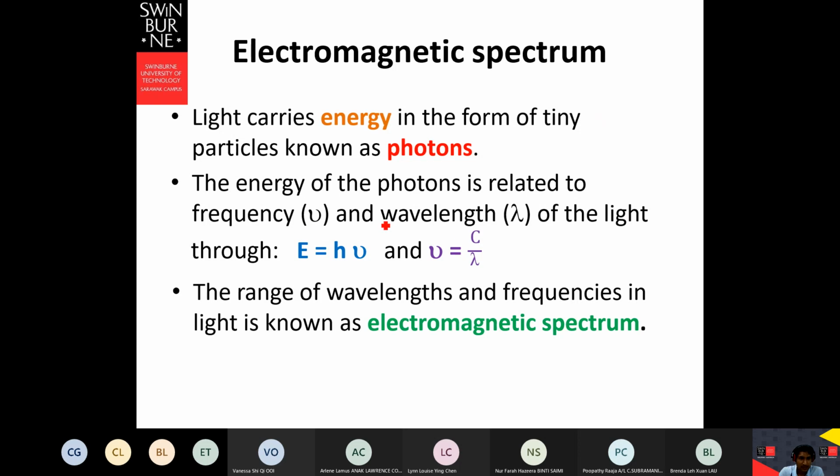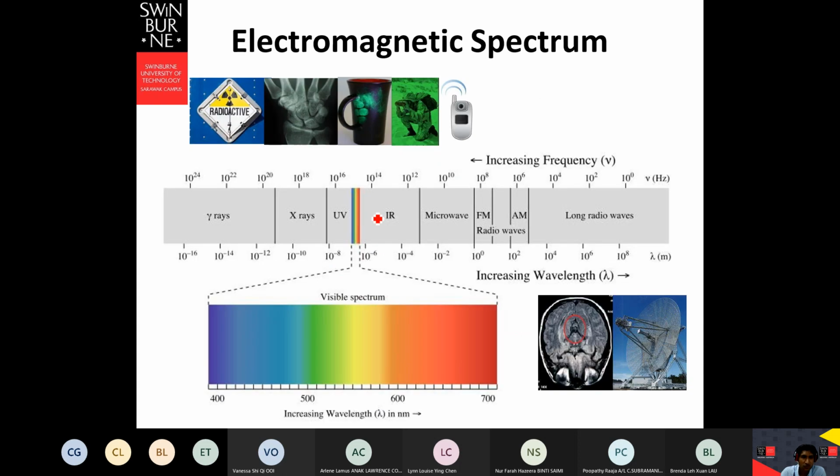The energy of the photon can be calculated using this equation, the very famous equation for which Einstein got the Nobel Prize. All right. The range of wavelengths and frequencies of light is known as the electromagnetic spectrum. The electromagnetic spectrum is divided based on those different wavelengths and frequencies.